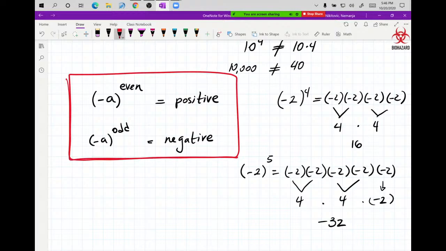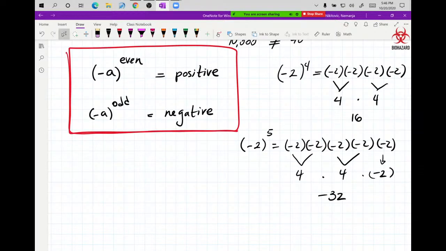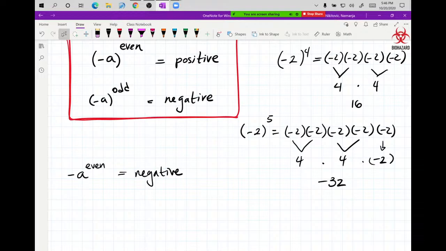But sometimes you don't have those parentheses, so it's not negative a raised to the even exponent. And in that case, it's a negative answer. So when there's no parentheses, it's a negative number, and we can do the calculation to see why. And again, if it's like this and the exponent up here is odd, it's also going to be a negative number.